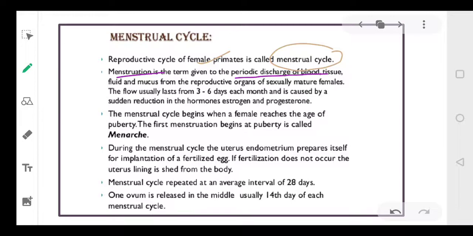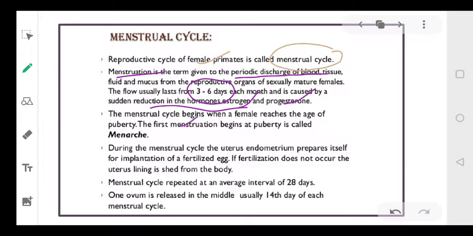In that case, this is a periodic bleeding which occurs in the females. And it usually lasts for 3 to 6 days. And this happens every month. Right? And this is caused by the sudden reduction in the hormones like estrogen and progesterone. So the amount of these two hormones is drastically reduced during the menstrual cycle. And that is why this flow is removed from the body.